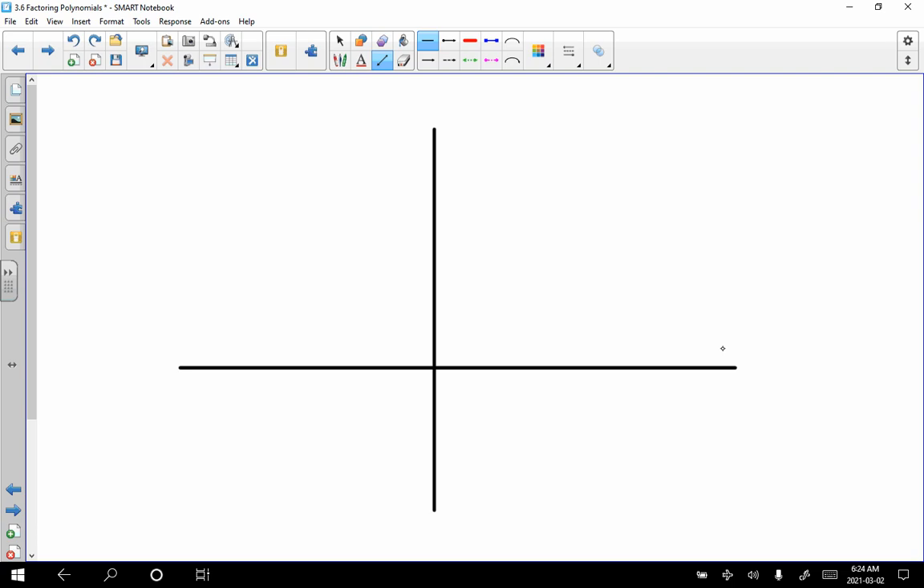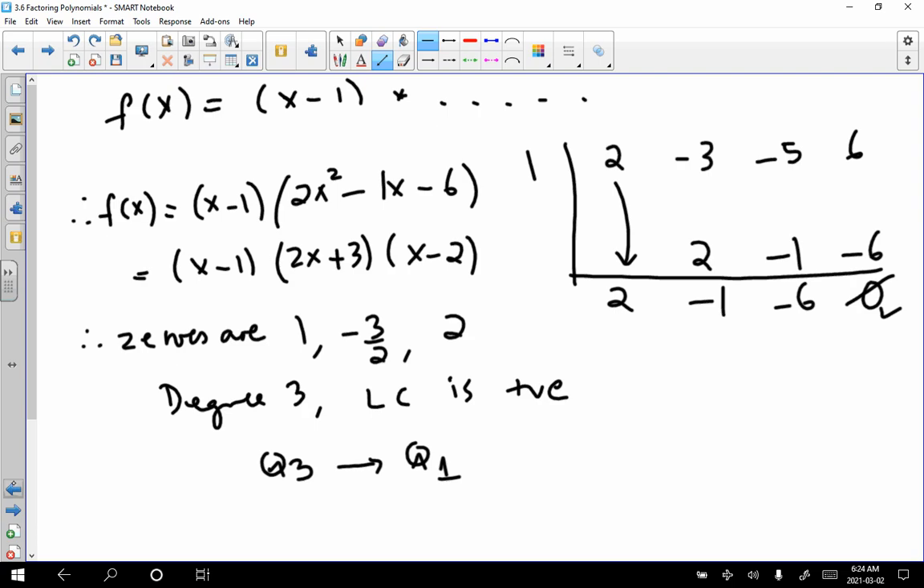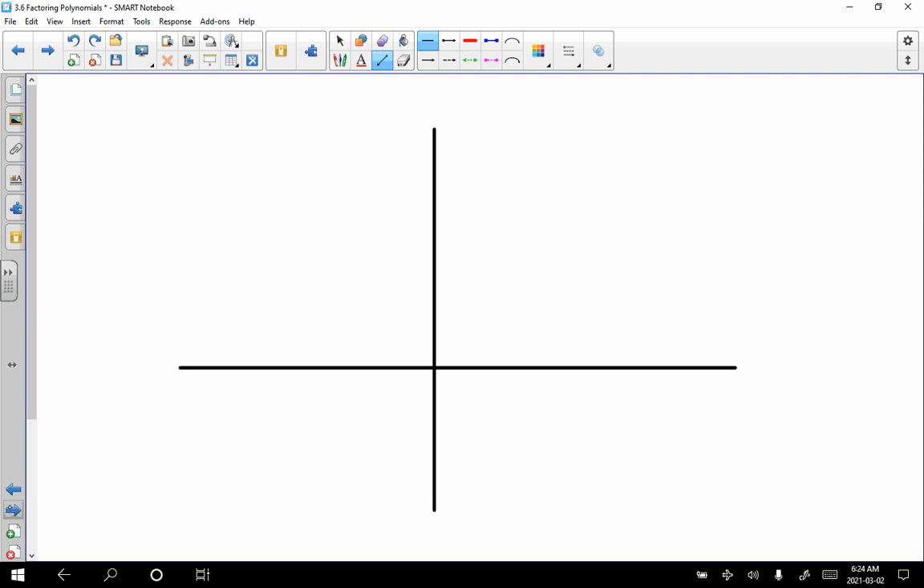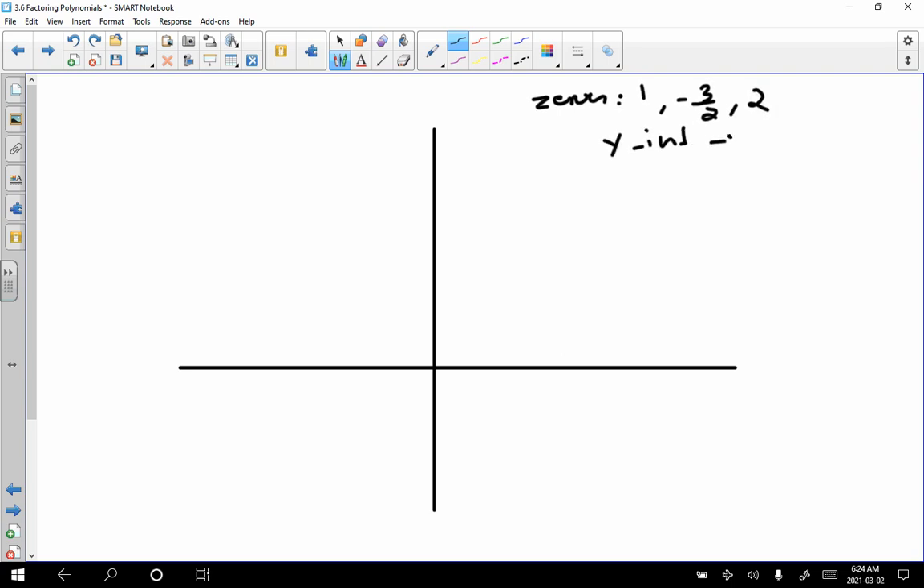And let's plot our zeros. And also we have the y-intercept, right? The y-intercept, I believe, is 6 right here. So we have the zeros, which are 1, -3/2, and 2. And then we have the y-intercept, which is 6. Okay, so we need all these points.